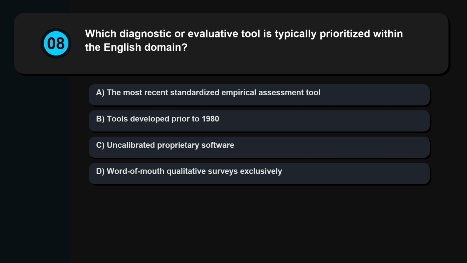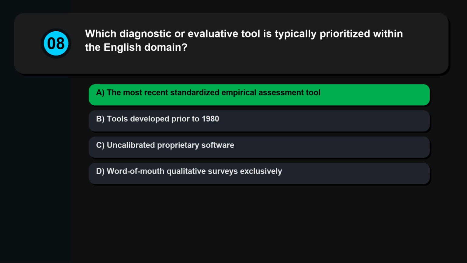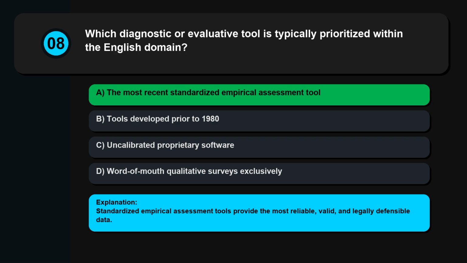Question 8. Which diagnostic or evaluative tool is typically prioritized within the English domain? The most recent standardized empirical assessment tool, tools developed prior to 1980, uncalibrated proprietary software, word-of-mouth qualitative surveys exclusively. Standardized empirical assessment tools provide the most reliable, valid, and legally defensible data.